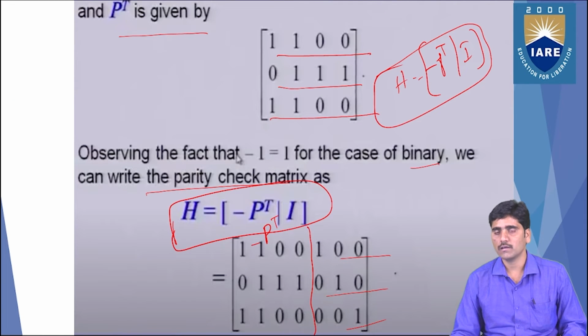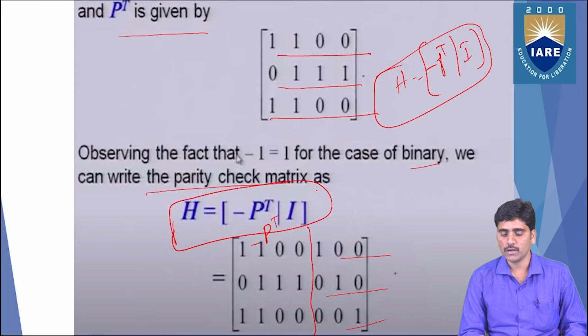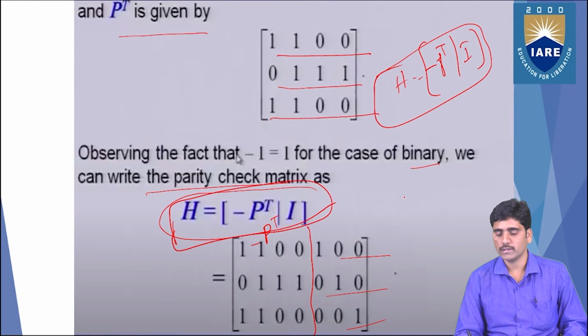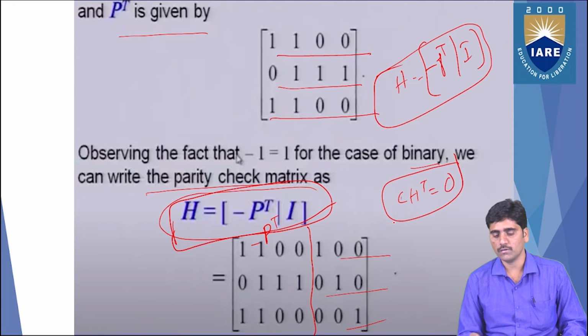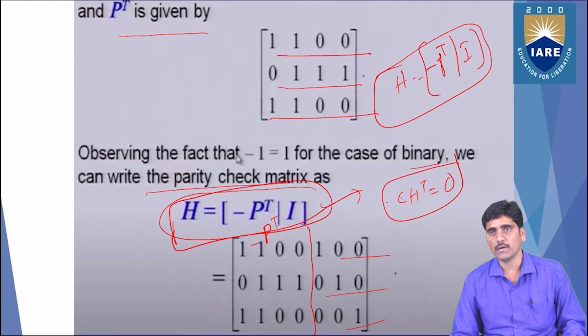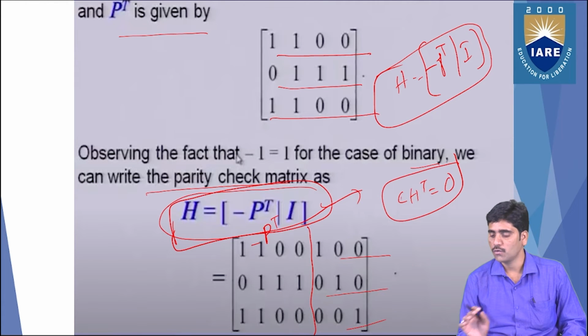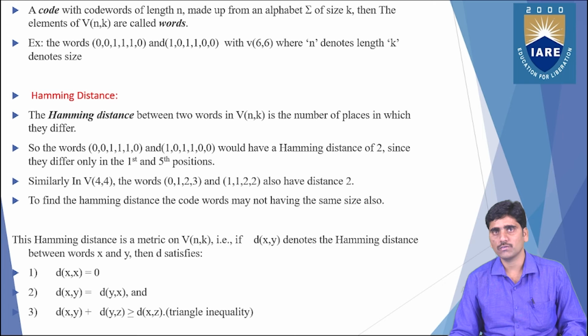So finally we obtain this formation, that is, C times H transpose equals 0. Definitely we achieved this from this formation. So hence it is said to be the parity check matrix. The codes are valid. Right, so that is the way you can understand. And the next one is what?